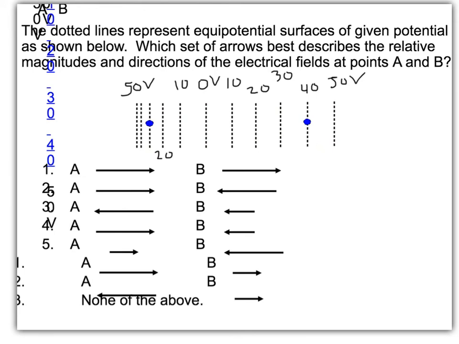Which set of arrows best describes the relative magnitudes and directions of the electric fields at points A and B? Then you're given 5 choices, 1, 2, 3, 4, and 5, and 6, 7, and 8 down there. Okay?